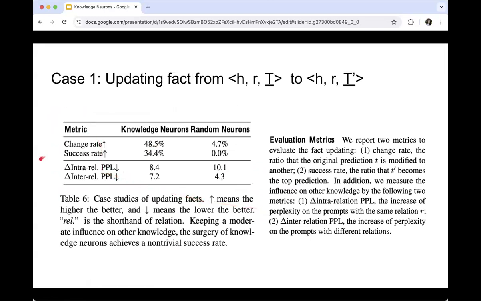So you can see here are the results. They are non-trivial. So after the update, T prime becomes the top prediction for 34.4% of updates. And in this paper, they edited the top 4 knowledge neurons, but it would be possible to improve the success rate by including more knowledge neurons in the update process.